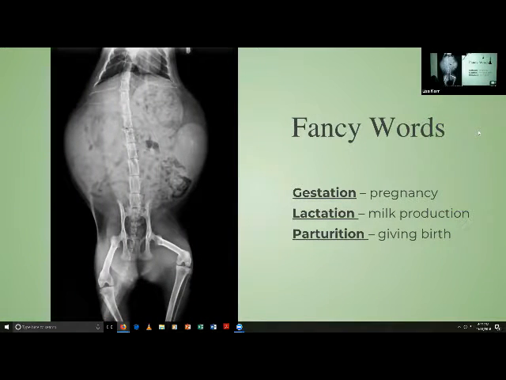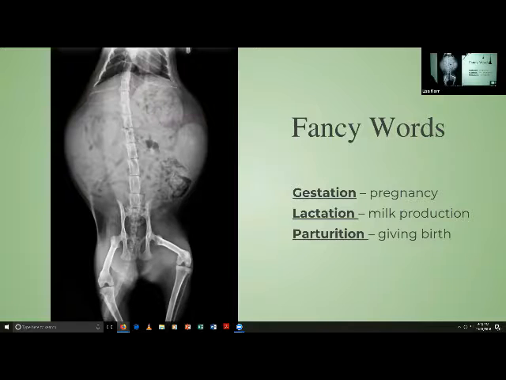All right, so some fancy words you should probably know, and you might already know them. Gestation is another word for pregnancy. On average, a cat's gestation length is 66 days. How many months is that? There's how many days in a month? 30-ish, right? So that's a little over 2 months. It's not very long. This is the length of time from when the kittens start to form in the mom's belly until she gives birth.